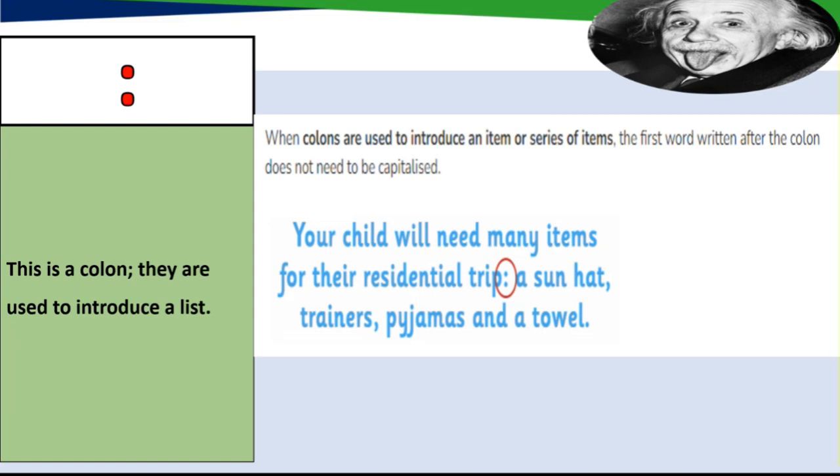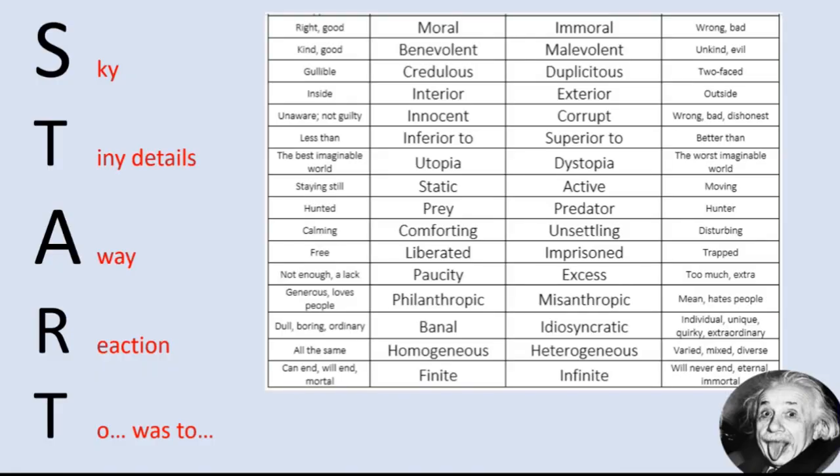The structure I always use for students so that they do not get stuck when they get their picture to describe is START. S stands for sky, T for tiny details, A for away, R for reaction, T for twist. And we will go into each of these sections through the video. Each one needs to be a paragraph long, containing high-end vocabulary and techniques such as metaphors, similes, and personification.